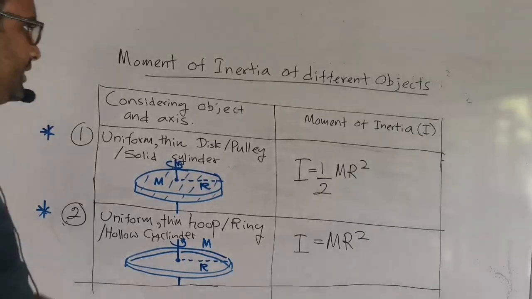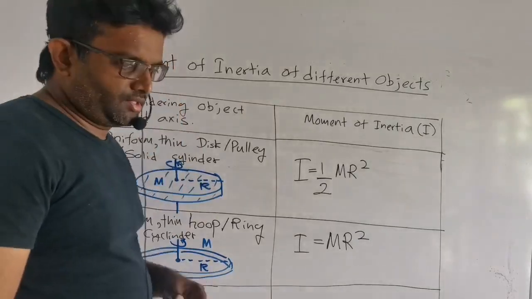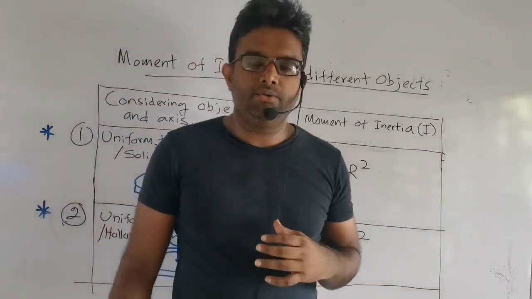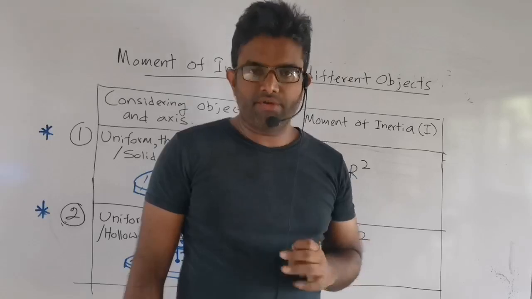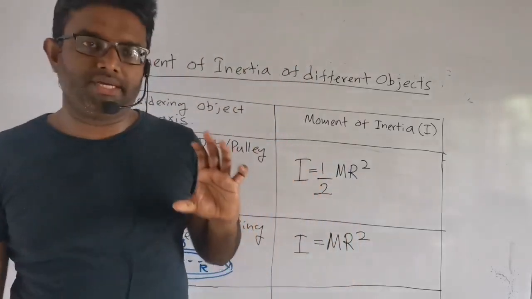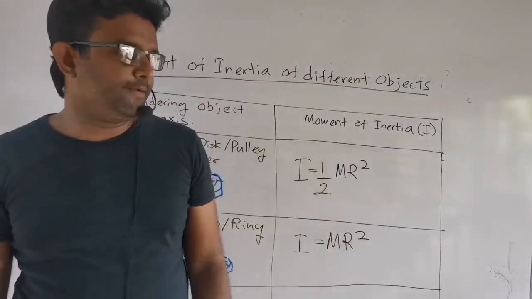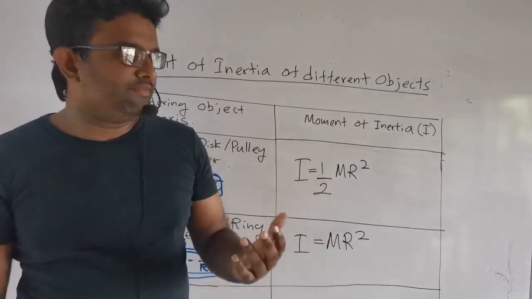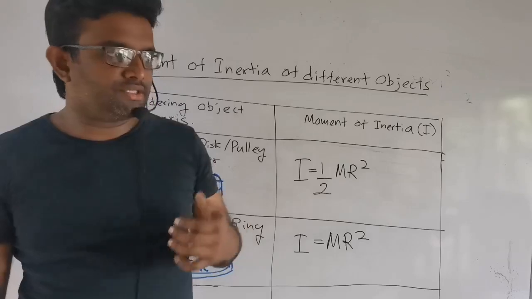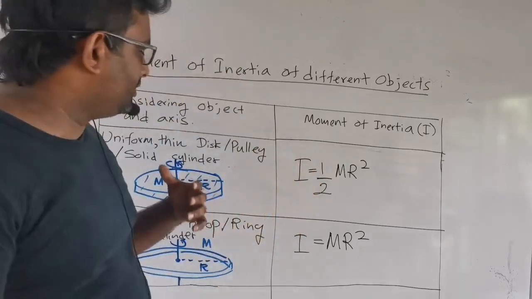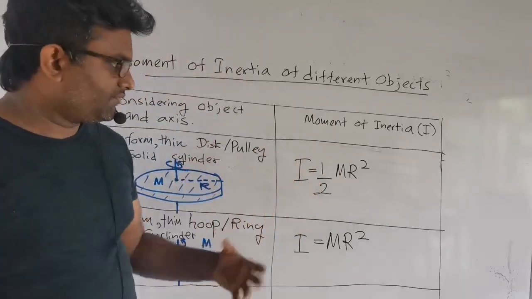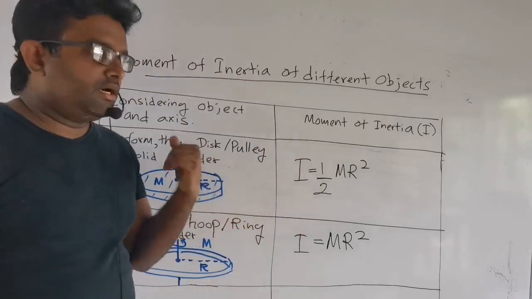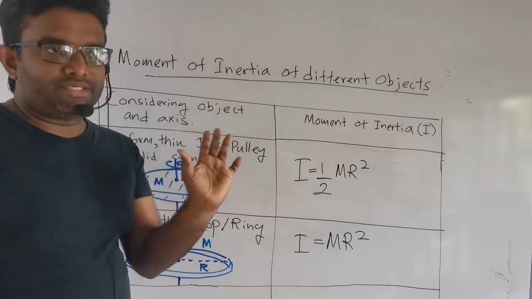Okay, so the moment of inertia of different objects. Now when we find the moment of inertia, we use that equation I equals sigma m r squared. When we use that equation to find the moment of inertia of different objects, we need to use integration in mathematics.